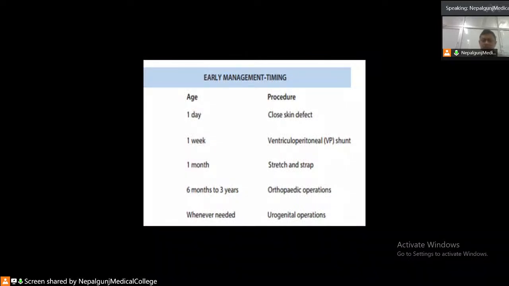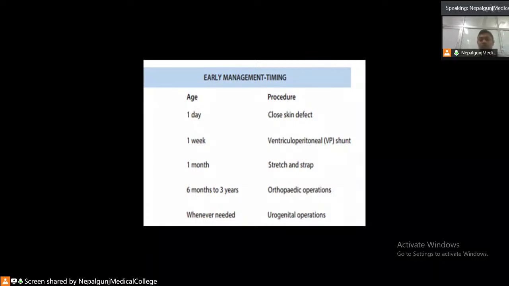Not much is required at your level, but a few MCQs can be asked from this chart as well. If you get a case of spina bifida, the timing of treatment is very essential, and early management is the priority. We can close the skin defect on day one. Over the first week, we can do a ventriculoperitoneal shunt, or VP shunt. The third is stretch and strap for the prevention of deformities.